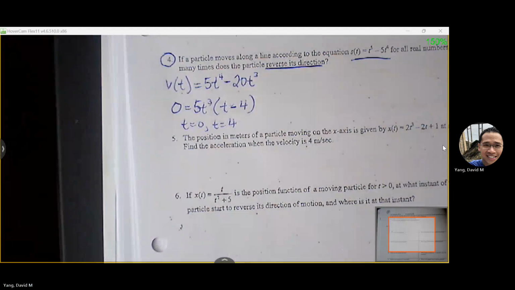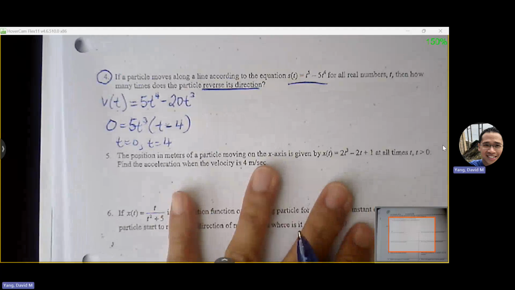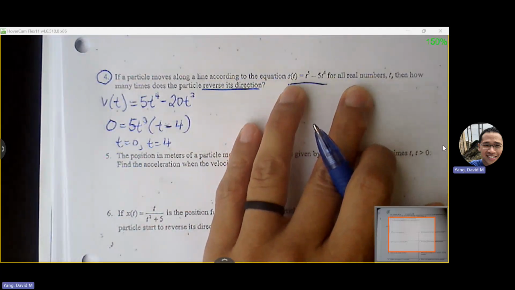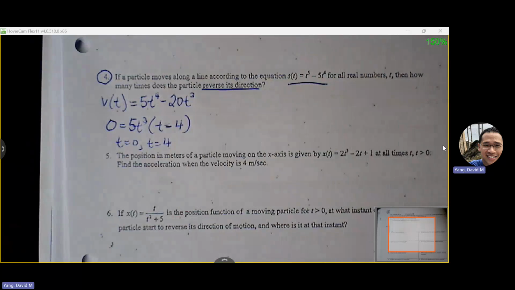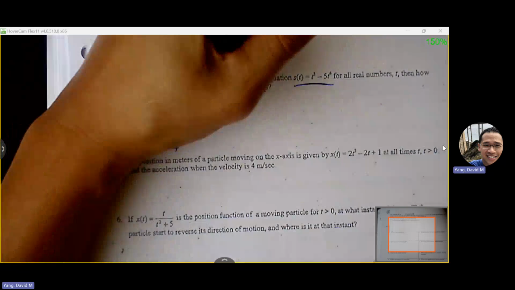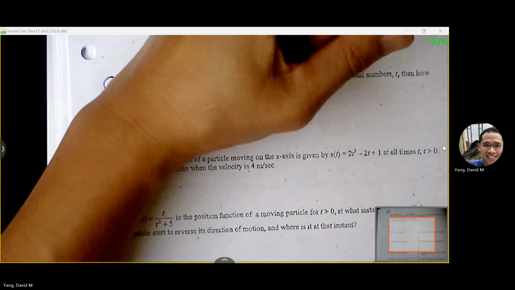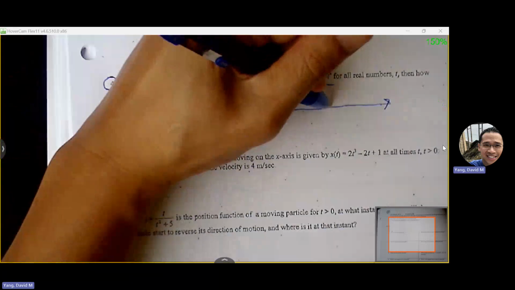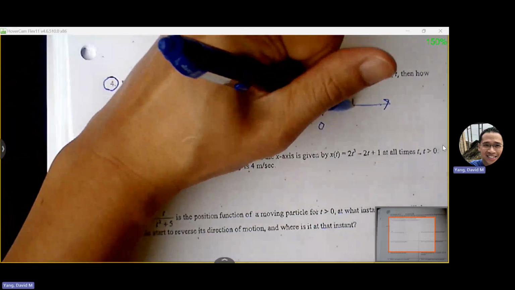Now, they don't give us a restriction that time is only positive. So if they don't give us a restriction, we just assume that then it's all real numbers. So we can have negative t values, we can have positive t values. So we're going to create a velocity sign line, a number line, and we'll put 0 and 4 on that number line.